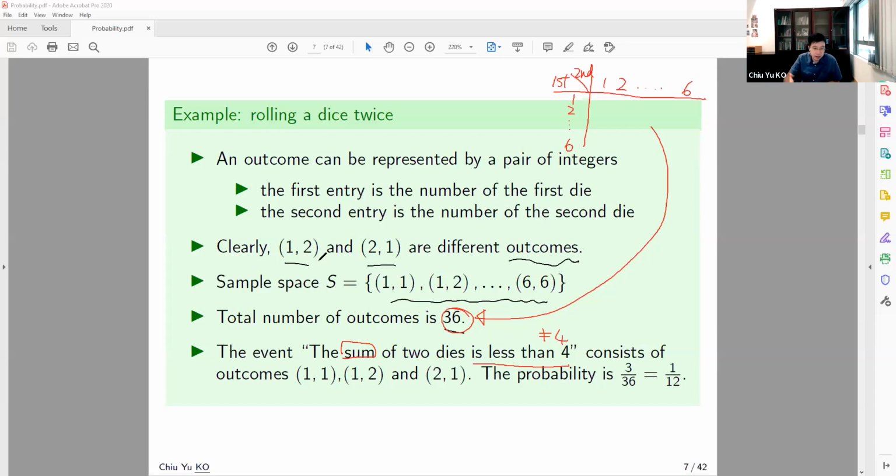So if you look at all 36 outcomes, the sums less than 4 are this outcome and this outcome, and the rest will not be relevant. There are 3 of them, and in total there are 36 outcomes. Since the dice are fair, the probability is 3 over 36, which is 1 over 12. Is that clear?